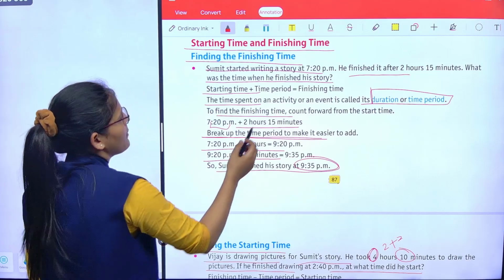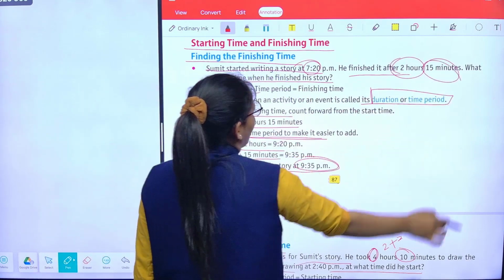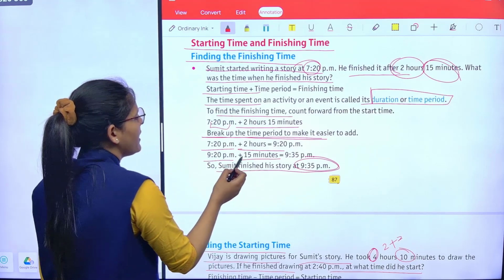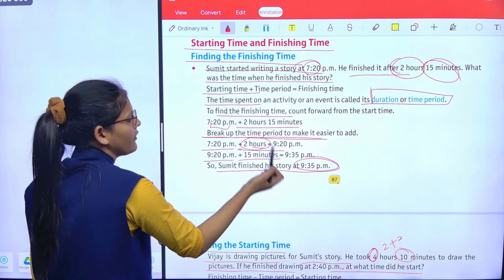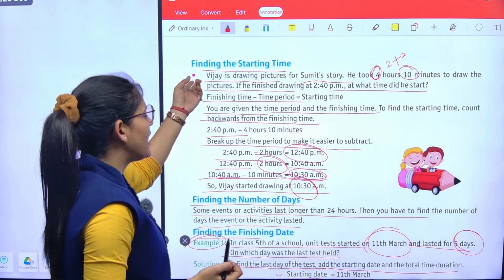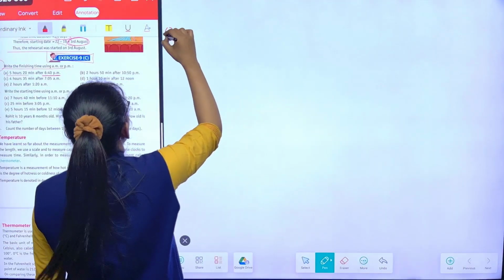Now class, यहाँ पर था 7:20 PM and 2 hours 15 minutes. Now class, 7:20 PM 2 hours, that is 9:20. 9:20 में हमने क्या किया था? 15 minutes. अब हमने फिनिशिंग टाइम के लिए उसमें क्या किया था? माइनस किया था.